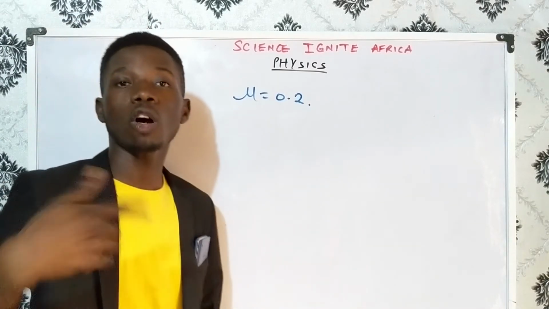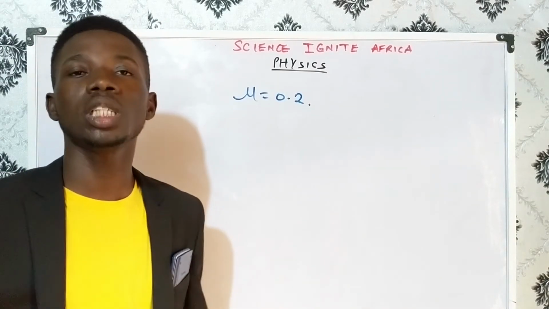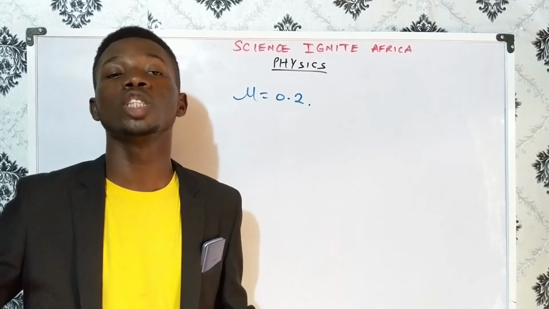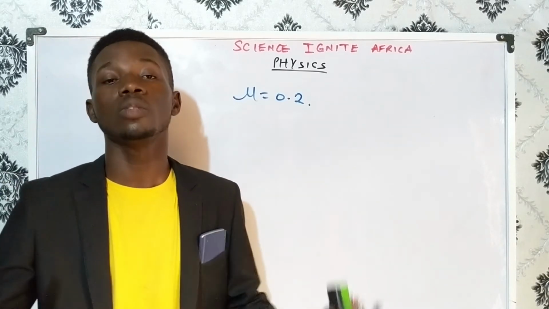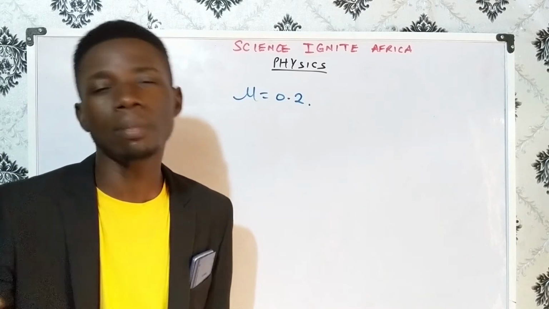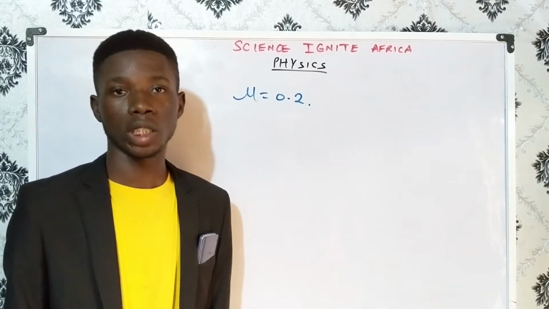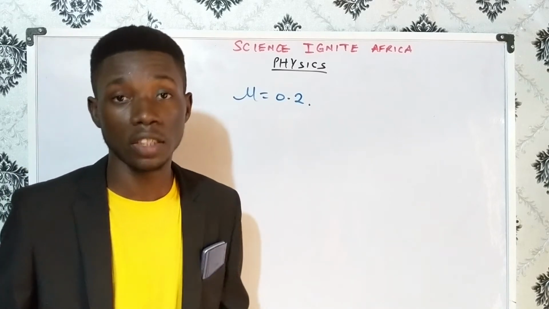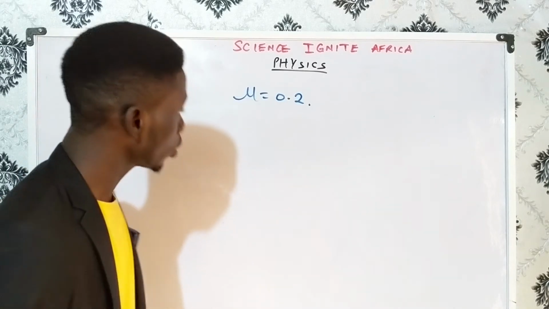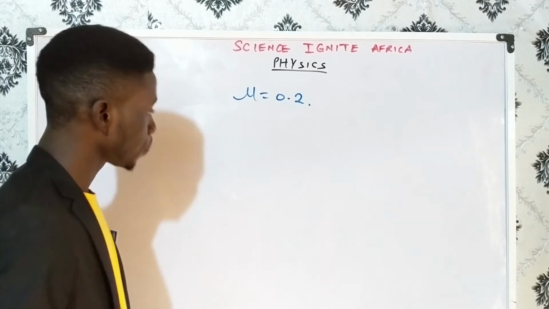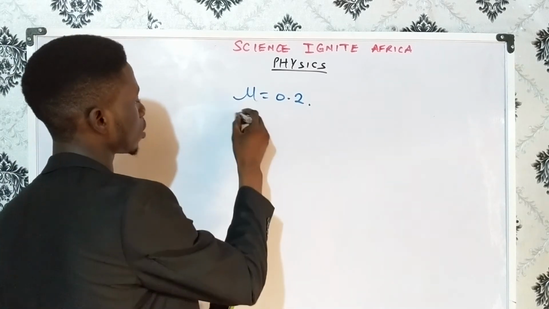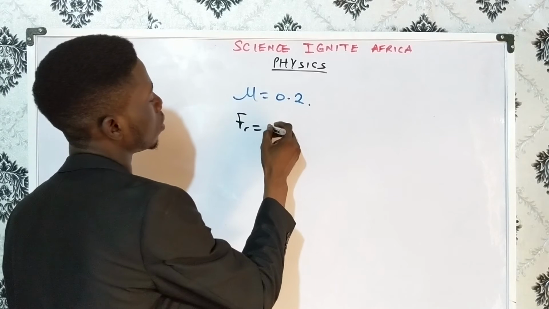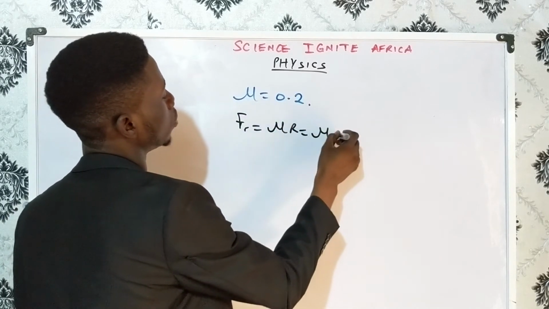So what will be that force? That force will just be the force that will overcome the frictional force, and it will be the same in magnitude as the frictional force. So all we have to do here is find the frictional force. When we get the frictional force, then we have solved this problem. The frictional force, don't forget, equals mu R, which is mu mg.